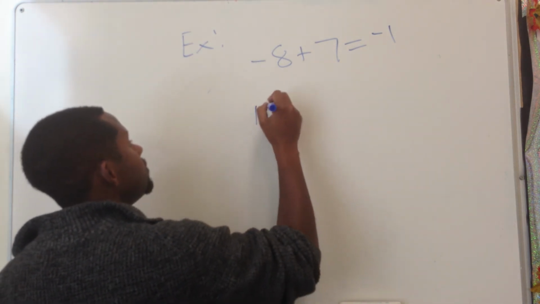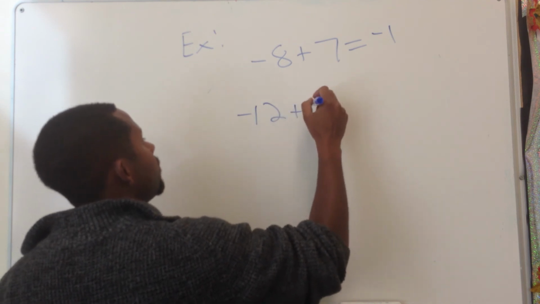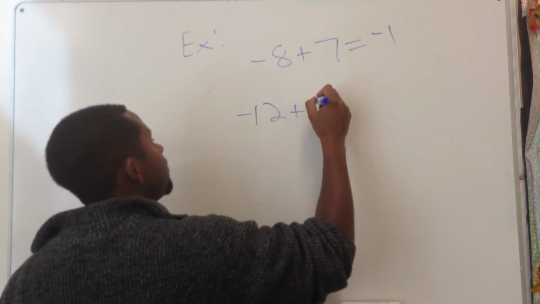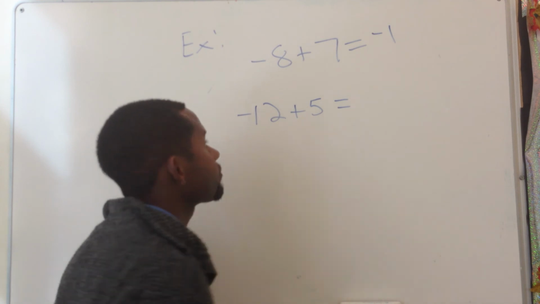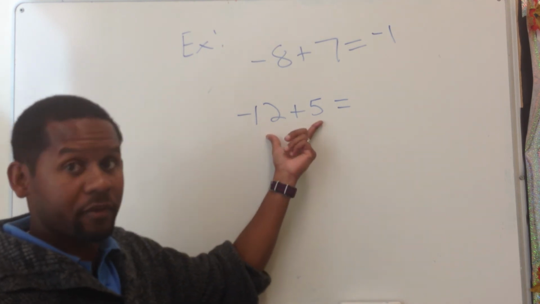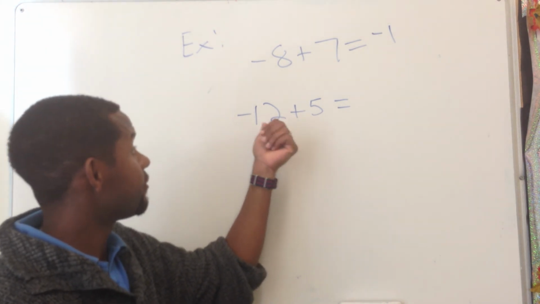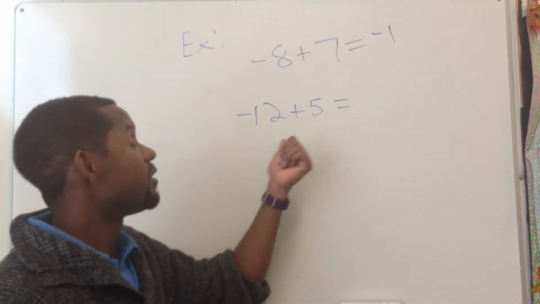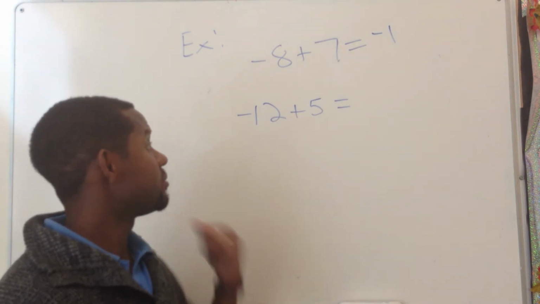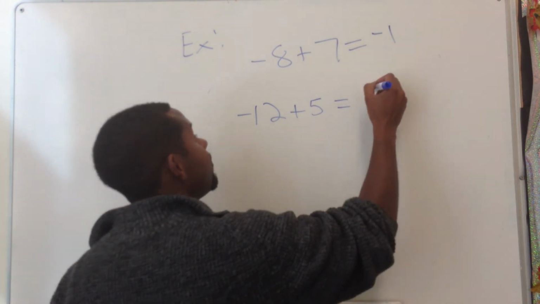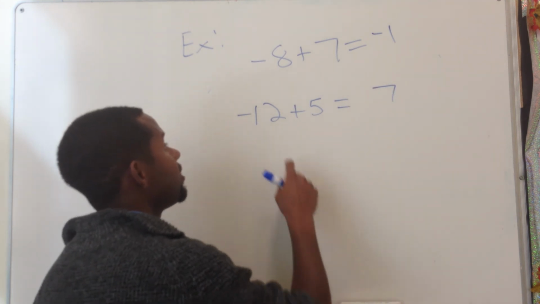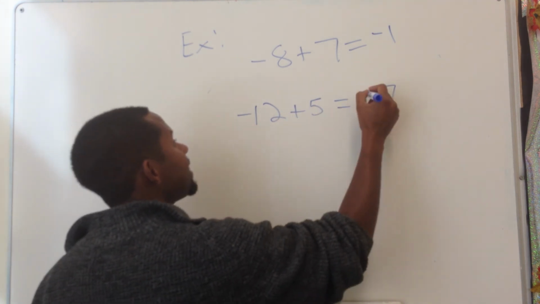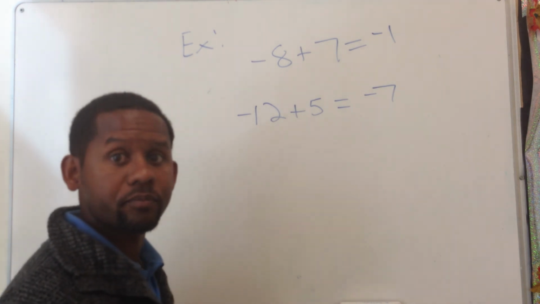Let's use these same rules. Let's go negative 12 plus 5. Are my signs the same or different? You see that they are different. This one's negative, this one's positive. They're different. Do I add or subtract? I subtract. 12 minus 5 is 7. It says use the sign of the bigger number. 12 is bigger than 5. 12 is negative, so my answer is negative.